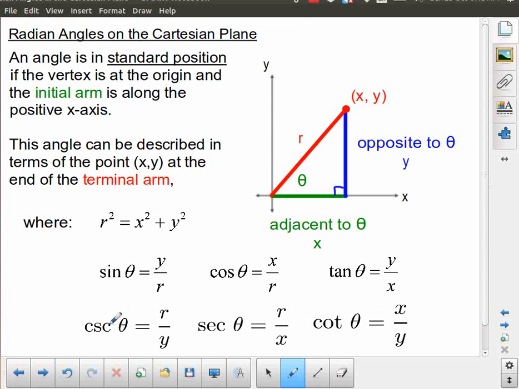Similarly, for the reciprocal trigonometric ratios, sine becomes cosecant. 1 over sine is cosecant, 1 over cos is secant, 1 over tan is cotangent. So I can define all 6 of these trigonometric ratios in terms of the values x and y, or the coordinates of that point, and r, the length of the terminal arm.